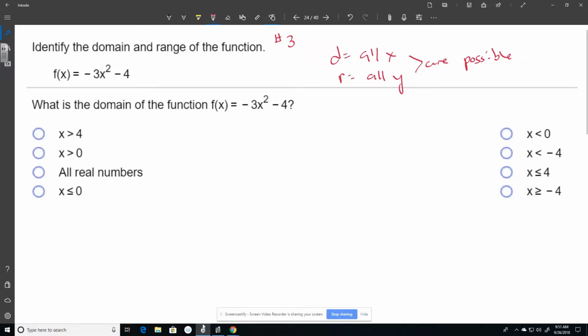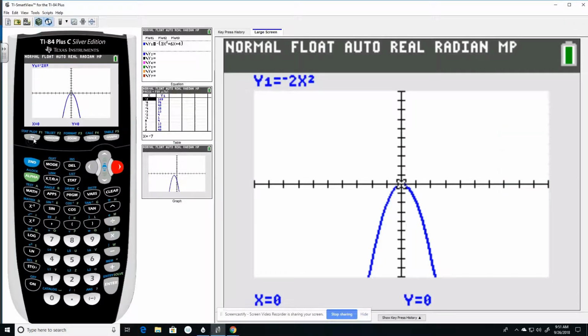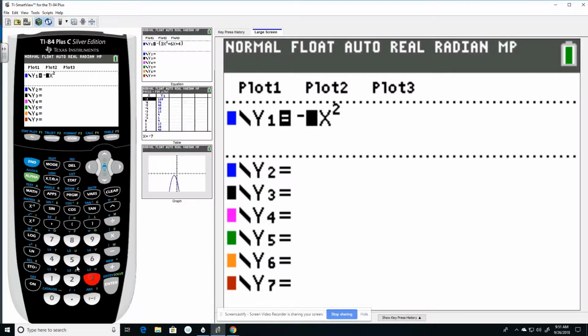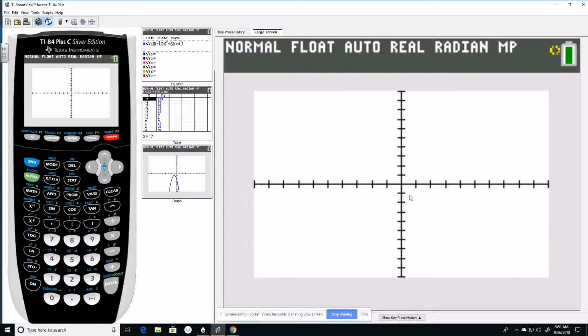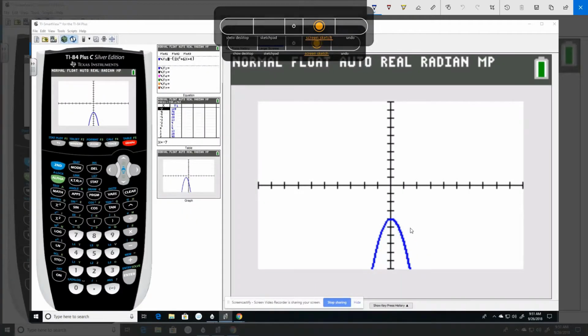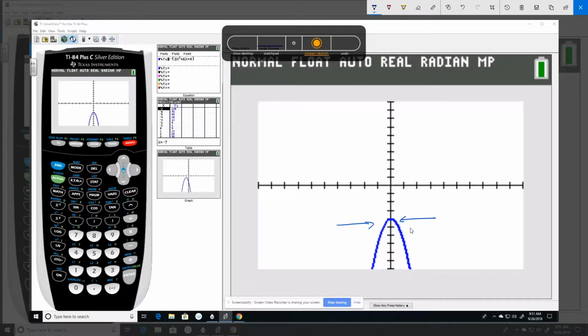So in this function, negative 3x squared minus 4, I'm going to go ahead and plug it into my calculator first. I want to make sure that I know what this looks like. Negative 3x squared. And then it was what? I already forgot the problem. Minus 4. And I'm going to graph that. And when I graph, as far as my picture goes, my y values stop right here. They don't get any bigger. They're no bigger than that. So that's going to be my range.